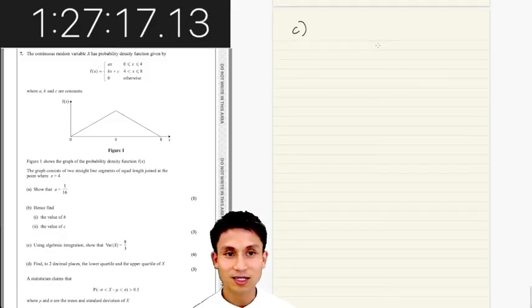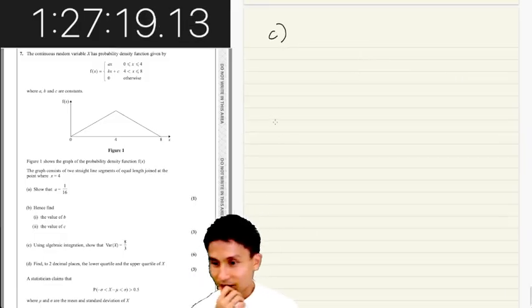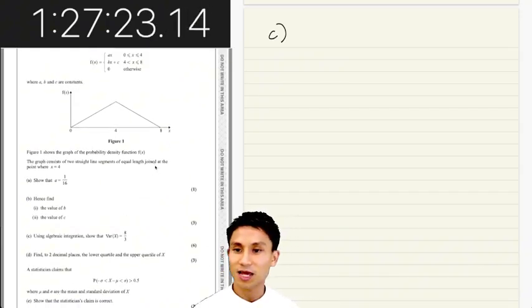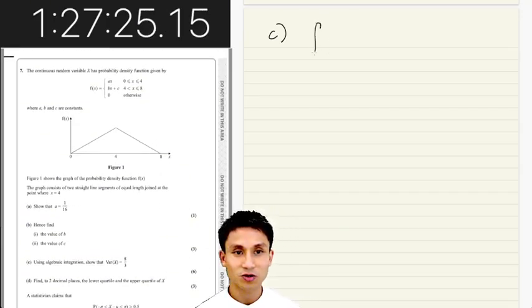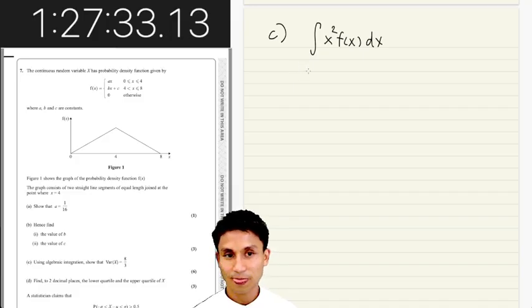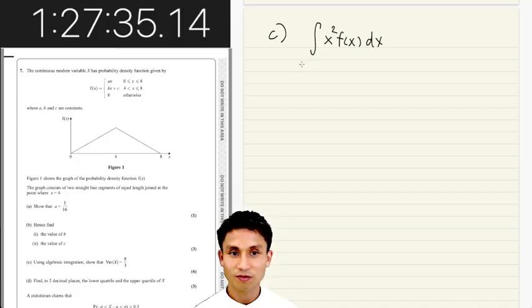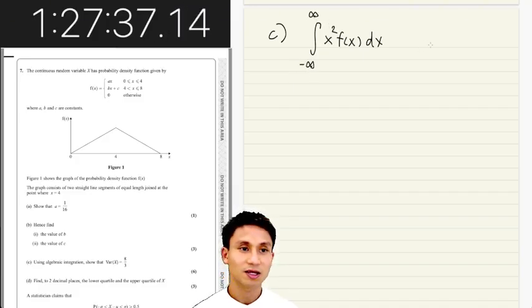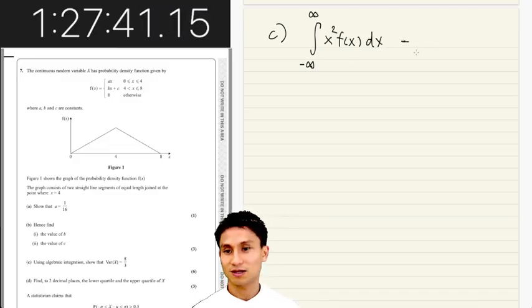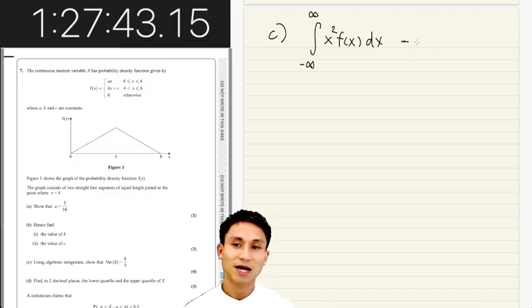Okay, so part C. We're still good, I think. Using algebraic integration to show that Var(X) is 8/3. So we're going to do integration. That's going to be the integral of x squared f(x) dx, from minus infinity to infinity. This is E(X squared), and we've got to minus the mean squared.